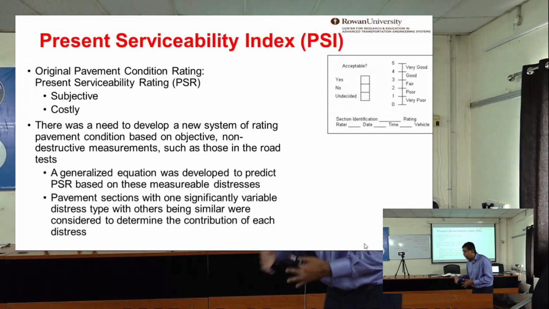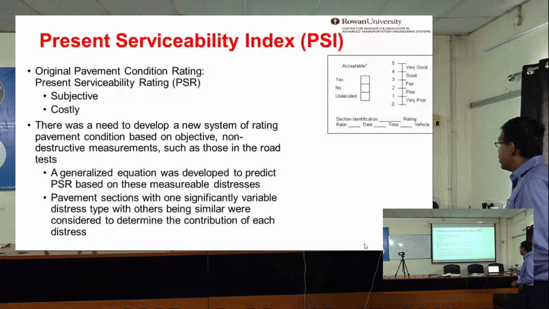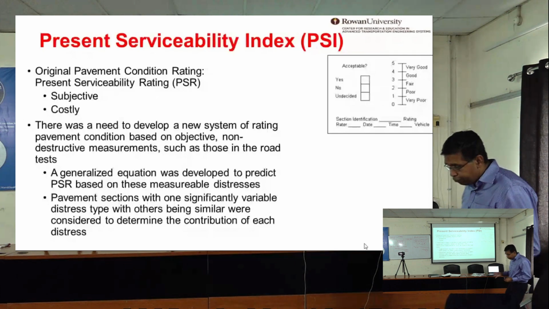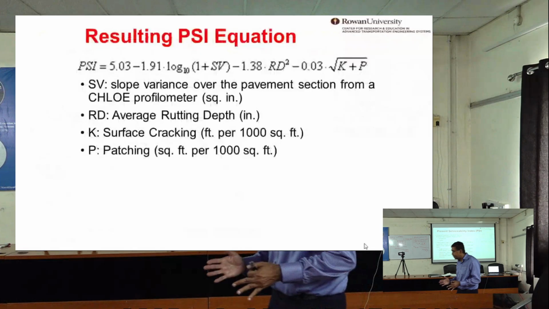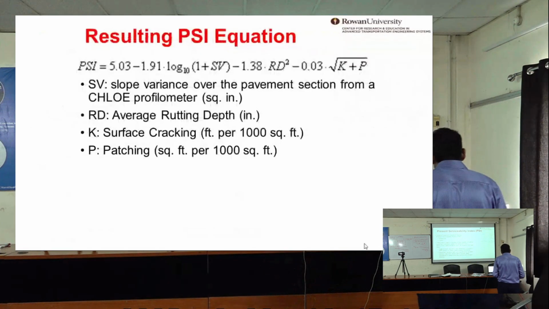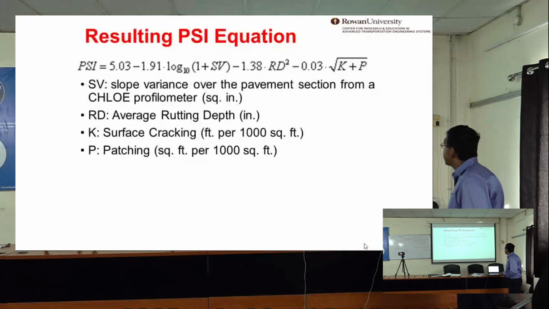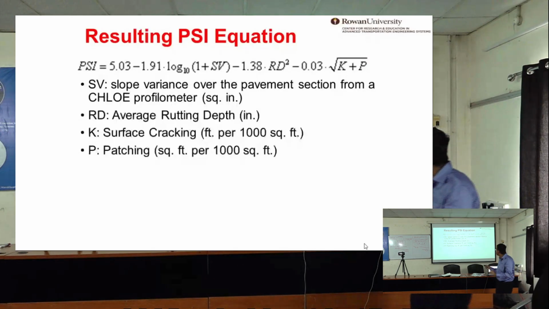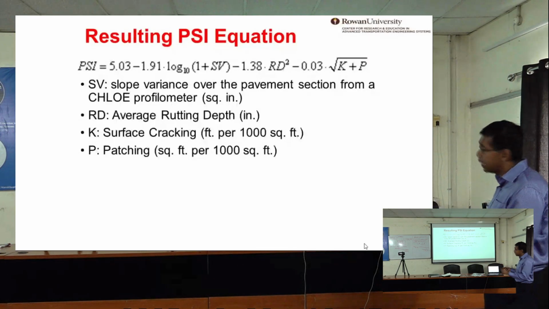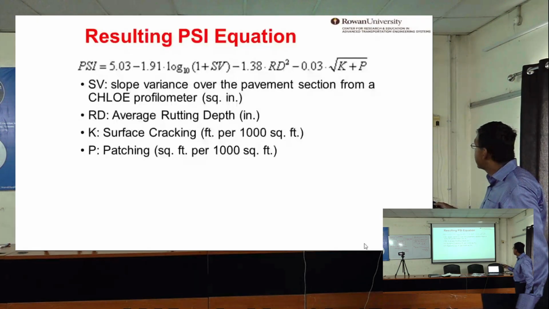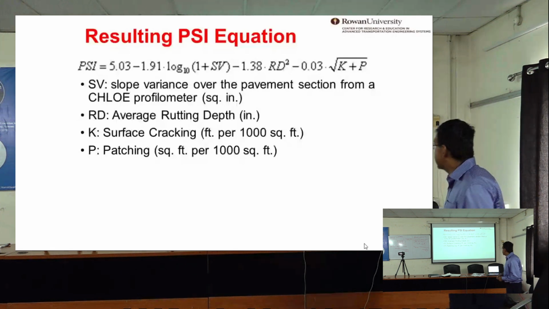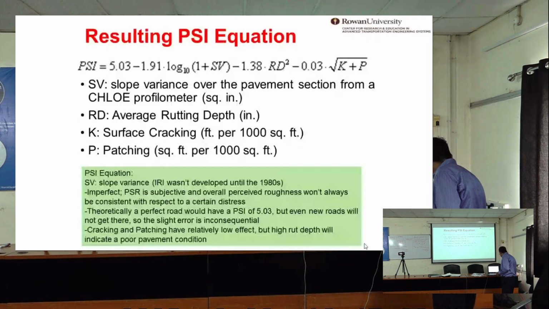The PSI accounted for actual distresses, with one significant variable distress and others considered within the continuity. So basically, if flexible cracking dominated, that kind of dominated the PSI equation. So right here, this is the first equation: PSI equals 5.03, 5 being a perfect condition, minus 1.91 log10 of 1 plus SV, that's the roughness, minus rut depth, K is surface cracking, and P is patching. So you can see going from 5 to almost 0. That was one of the first developments of the PSI equation.